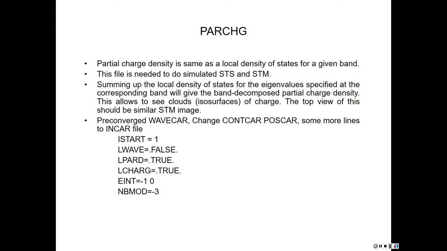So it is the PARCHG file, the partial charge density file. Using this file, we can make STM images, scanning tunneling microscopy, and scanning tunneling spectroscopy. In order to get this file, we need to copy the CONTCAR file, the coordinates of the CONTCAR file, to the POSCAR file, and we need the WAVECAR file from previous calculations, and we need a couple of parameters in our input file. Those are here, like that.